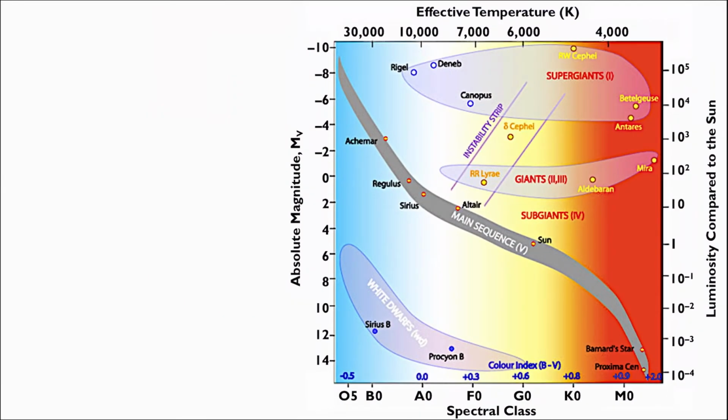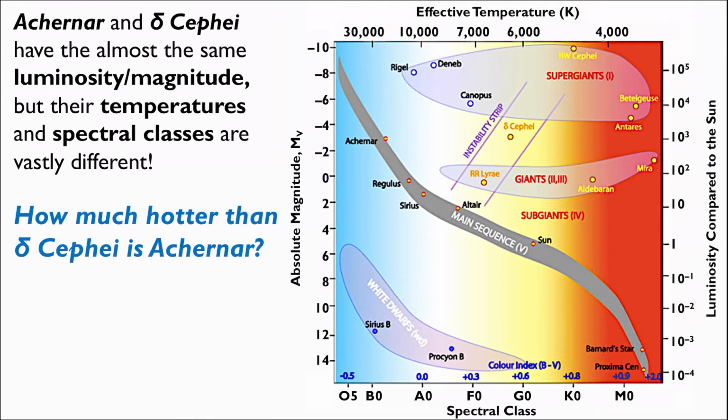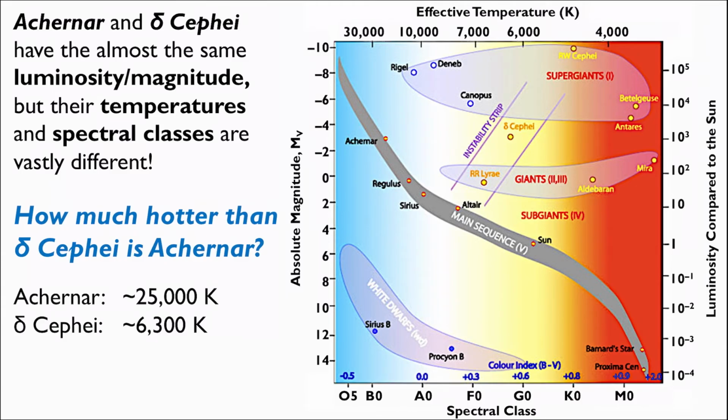We'll use this annotated HR diagram for the next few examples. Two stars can have similar brightnesses, but their temperatures can vary drastically. For example, Achernar and Delta Cephei have almost the same luminosity and absolute magnitude, but their temperatures and spectral classes are significantly different. In fact, let's find out. How much hotter than Delta Cephei is Achernar? Well, Achernar's temperature is about 25,000 Kelvin, and Delta Cephei measures in at around 6,300 Kelvin. So Achernar is just about 4 times hotter than Delta Cephei.